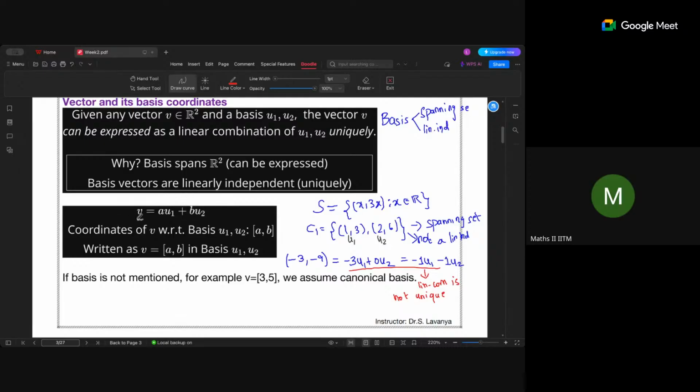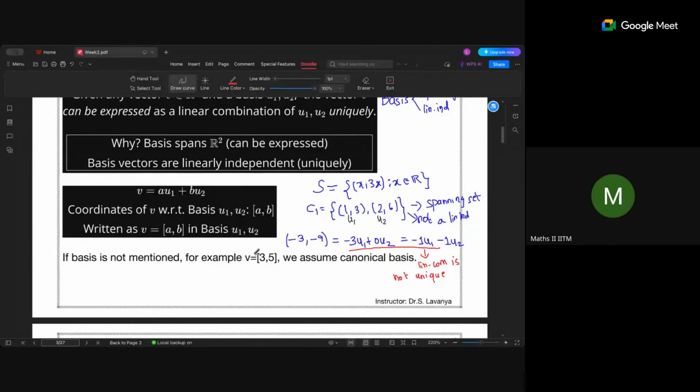So what are this a and b called? They are called the coordinates of v with respect to the basis u1 and u2. So what is meant by the coordinates of v with respect to u1, u2? It is a comma b. So we can say that v is equal to a comma b in basis u1, u2.